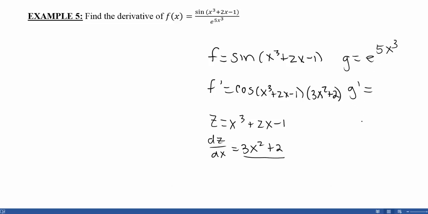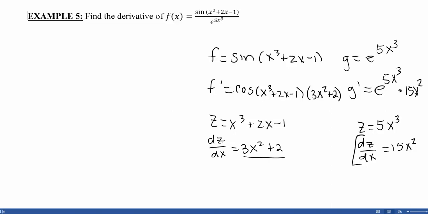Now over here on my e front, my z substitution, my z will be the power of e, so 5x cubed. And my dz dx, the derivative of that will be 15x squared. And with e's, the derivative is e to the z, so e to the 5x cubed, times dz dx, so times 15x squared. So now I have all my pieces that I need to find my derivative. Again, I'm going to try to be extra careful when I plug everything in.